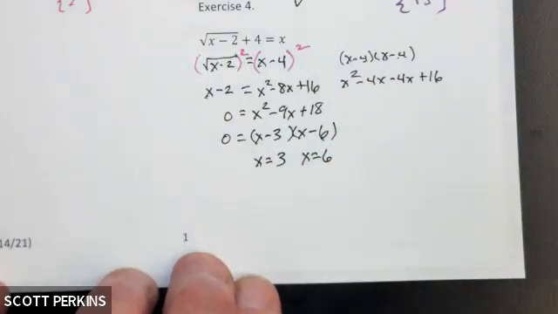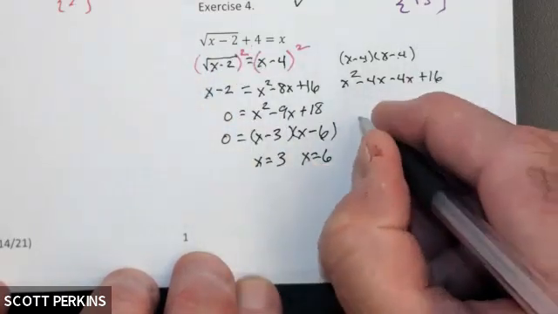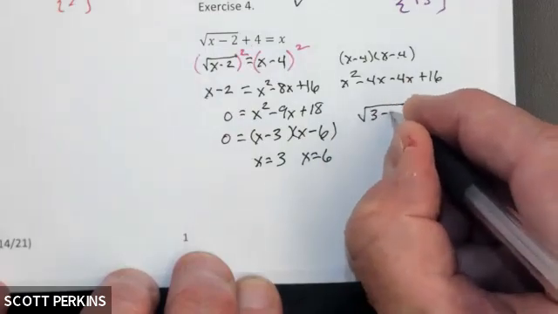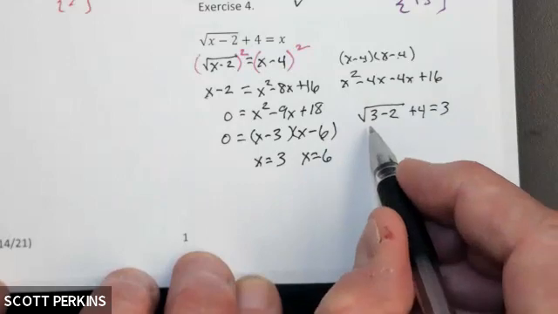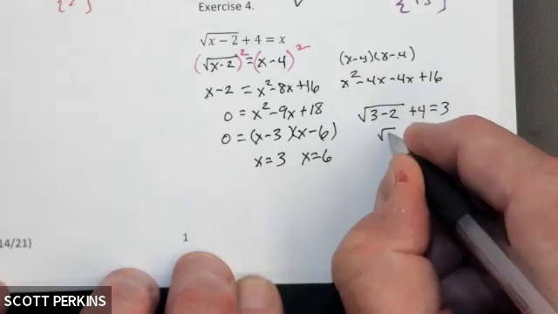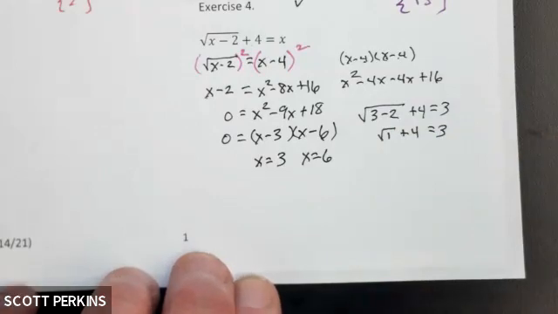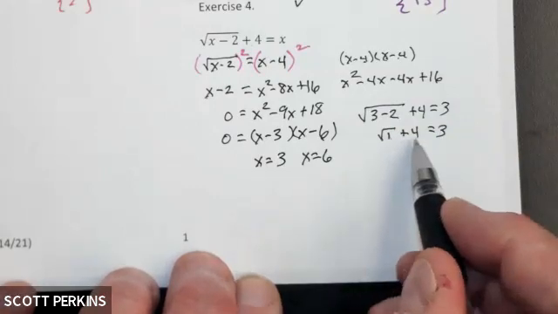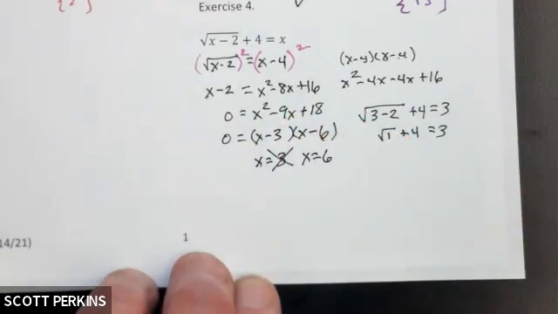Last thing to do is to check both of these. So I'm going to put the 3 in up here. So I've got the square root of 3 minus 2 plus 4. Is that equal to 3? Square root of 3 minus 2 is the square root of 1 plus 4 is 3. Is that a true statement? No, it is not. Square root of 1 is 1 plus 4. That's 5. That's not 3. So that is not an acceptable answer.